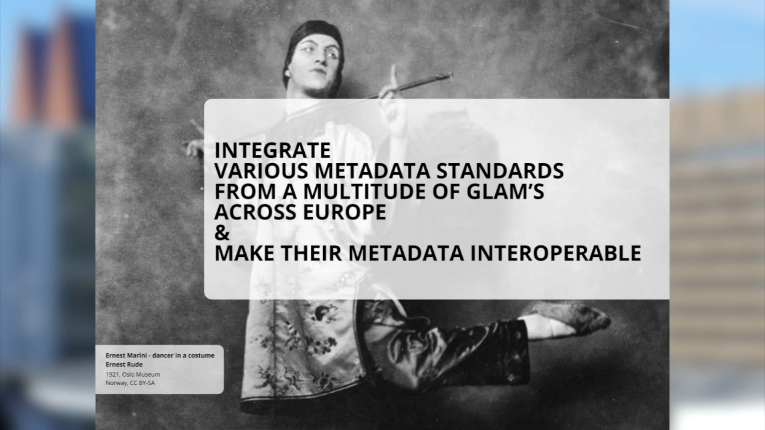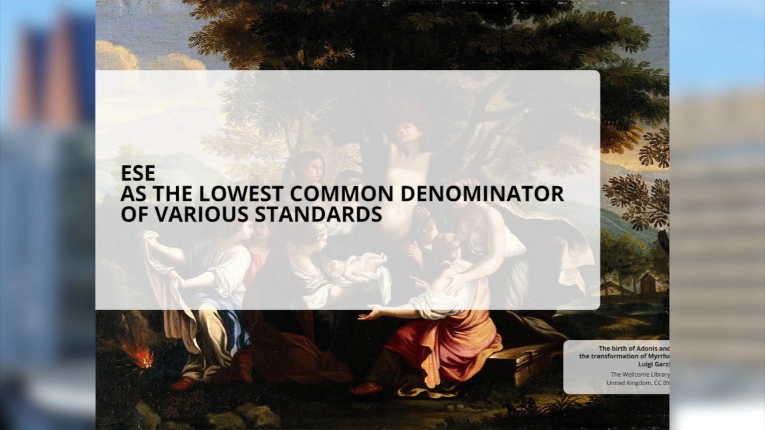So for Europeana to give access to Europe's rich heritage and make it easier to use, we have to find a way to integrate all these various standards and make the metadata of all the institutions we are working with interoperable. The search for a lowest common denominator of all the various standards led to the development of the Europeana Semantic Elements, a data model used since November 2008 when the Europeana prototype was launched.